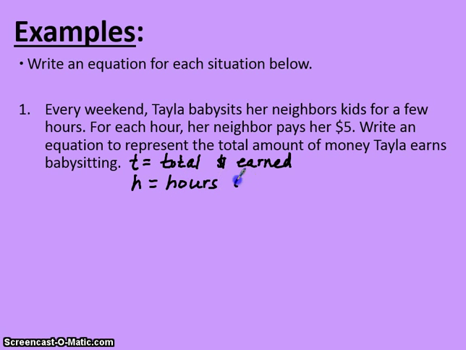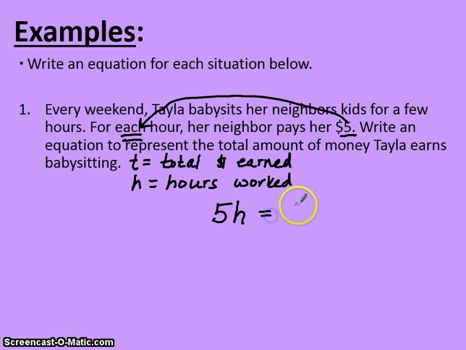Hours worked. The only thing I do know is that she gets paid $5 for each, notice this each in a sentence, that means multiply, hour. So $5 times the number of hours equals the total cost. You could also write this backwards. The total cost is equal to 5 times the number of hours that she works.